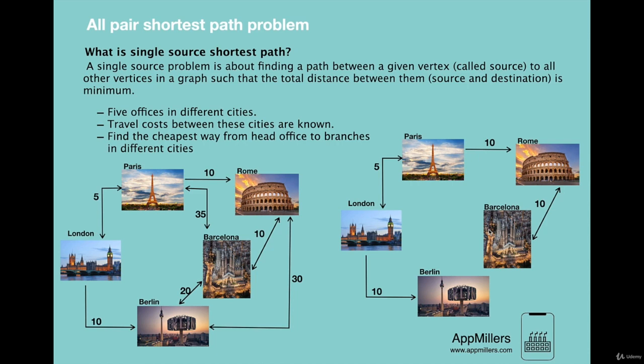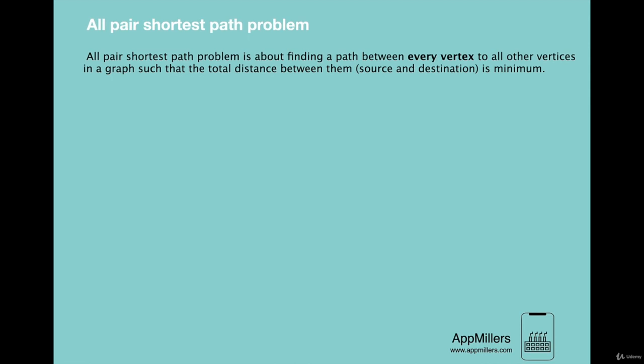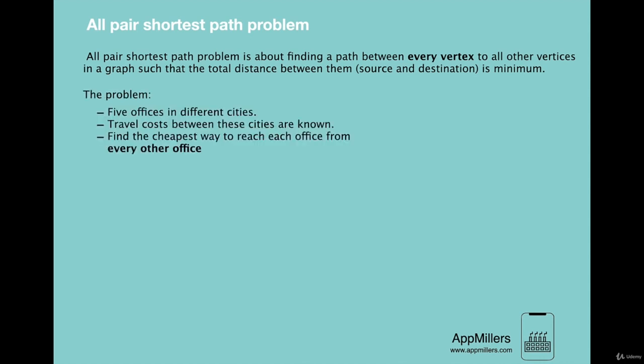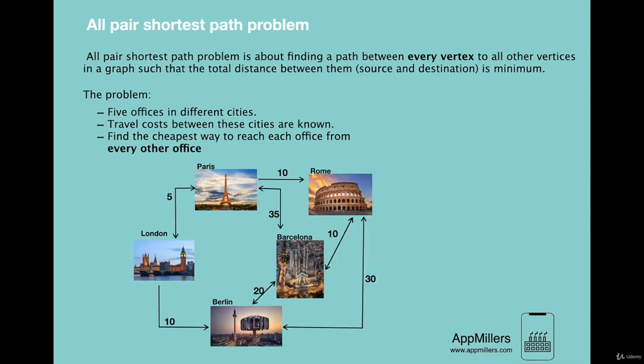Now in case of all pair shortest path, the problem is about finding a path from every vertex to all other vertices in a graph such that the total distance between them is minimum. So let's see the example that we have given in case of single source shortest path problem. As you remember, there we found the shortest path from the city of London. But here we will take all cities one by one as a source, then we will find the shortest path from each city to the others.